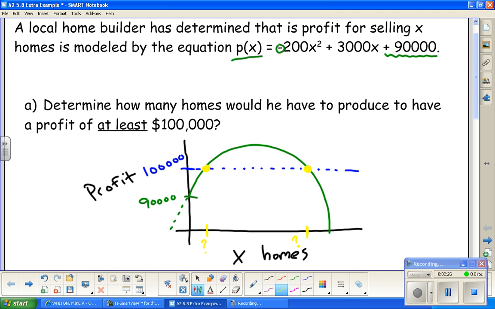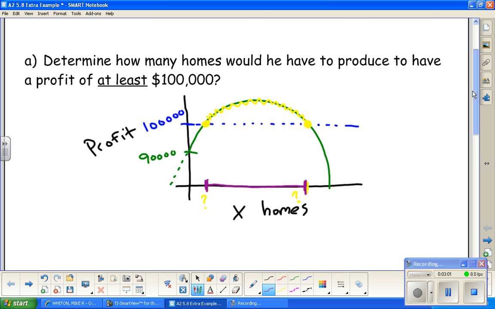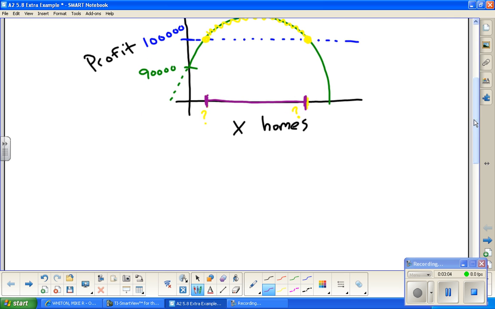So the whole point of this problem is we want to figure out what those two question marks are, what number of homes would get us to equal 100,000. The answer is going to be anything in between, because the profit up there is above the blue line. So our answer is going to be an interval from whatever this number is to that number. If he sells any number of homes in between those two, his profit will be above 100,000. So we're going to find what values those question marks are, and I'm going to do that using algebra. I'm going to use the quadratic formula.